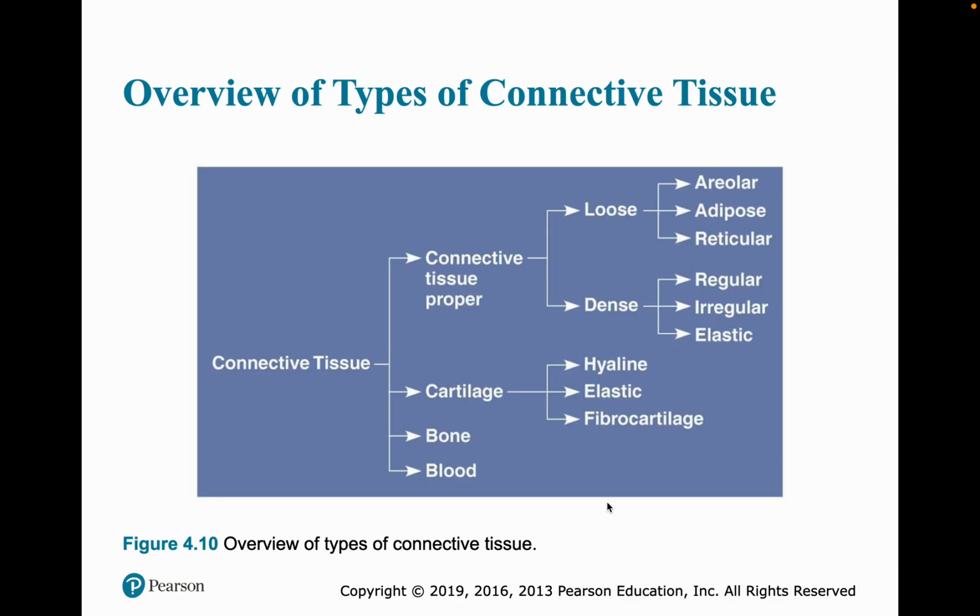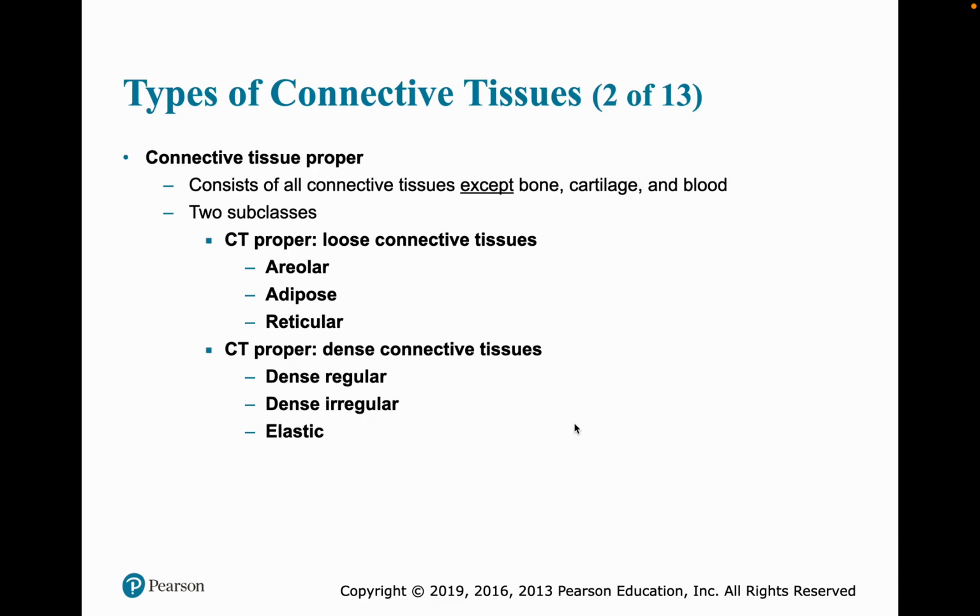Connective tissue is divided into connective tissue proper, which can be divided into loose and dense connective tissue. There are three types of loose, three types of dense. Cartilage is also divided into three types. We talked about those before. And then bone and blood. So connective tissue proper is all connective tissues except bone, cartilage, and blood.